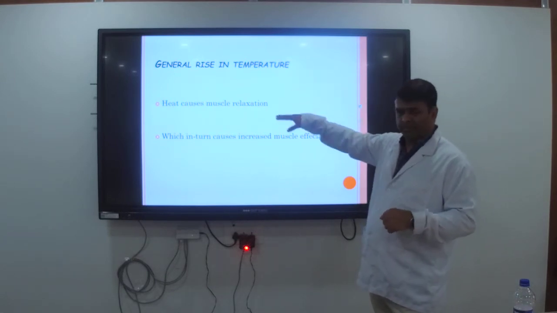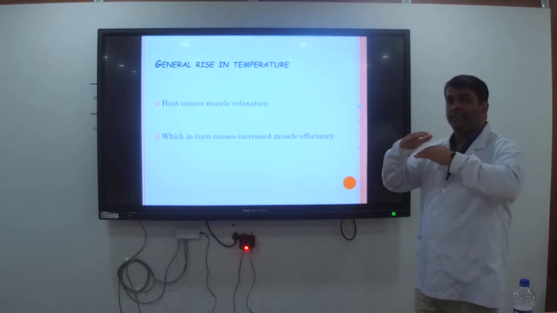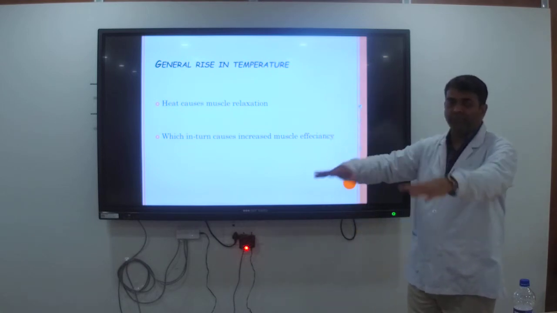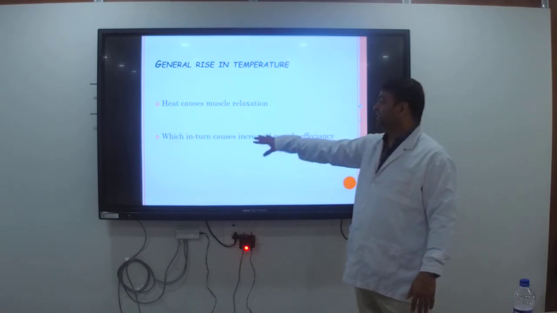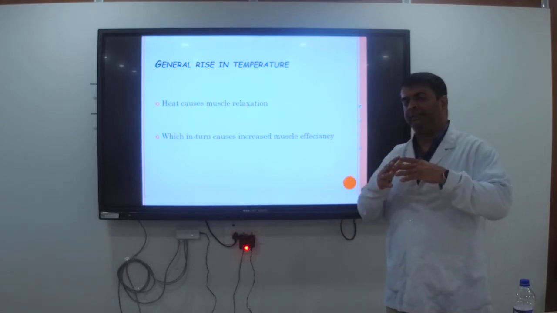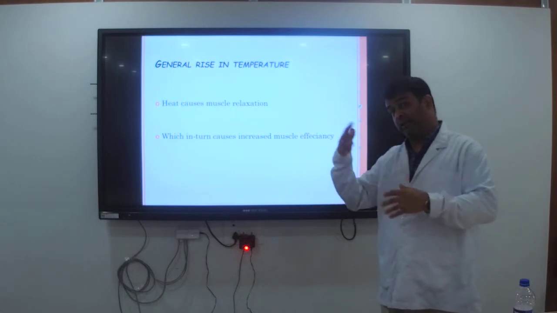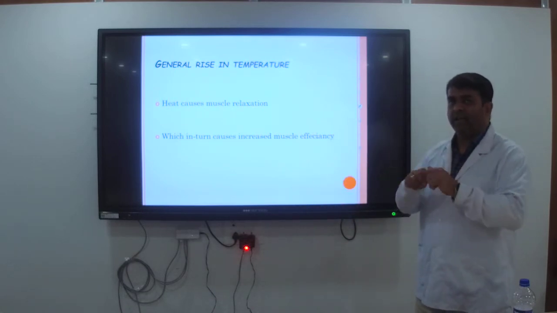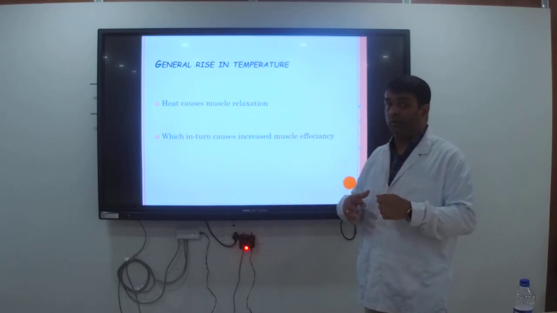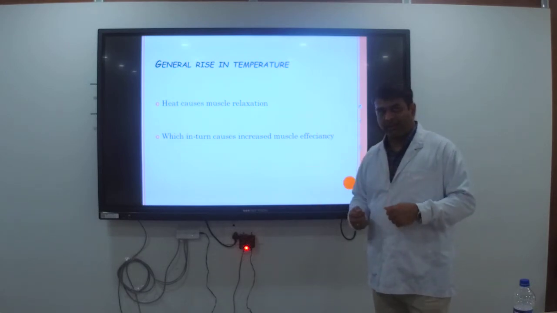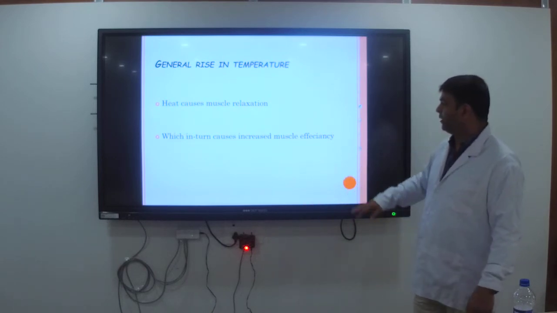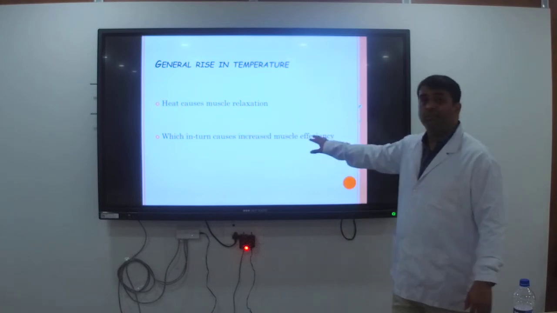It causes muscle relaxation with the deep heating, because it's not just the superficial muscles; the heat goes up to the deep muscles also. So it causes complete relaxation of the muscles, which in turn causes increased muscle efficiency. It's a very basic thing. When the heat goes up to the deeper muscles, they get relaxed, and definitely the natural texture of the muscle comes back. Its efficiency, its elasticity, its natural movements start regaining with the help of heating from SWD. So that in turn causes increased muscle efficiency.